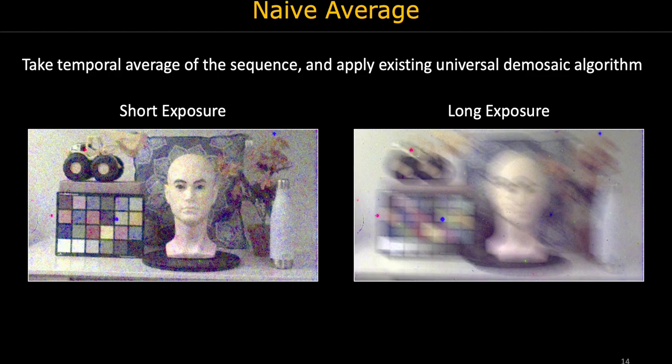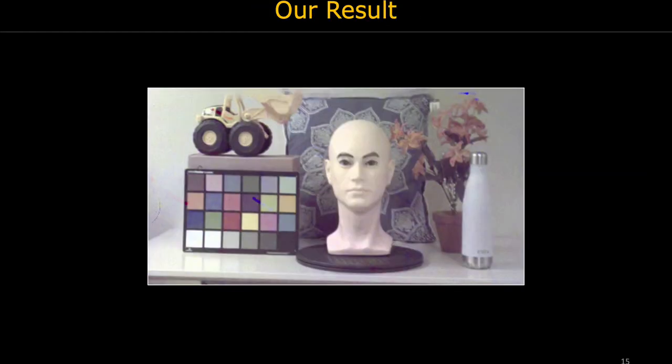If we naively take a temporal average of the binary frame sequence and apply existing universal demosaicing algorithms, the resulting images are either too noisy or too blurred. Instead, the proposed method performs joint demosaicing and denoising, which creates a clean and sharp image even in the presence of substantial motion.